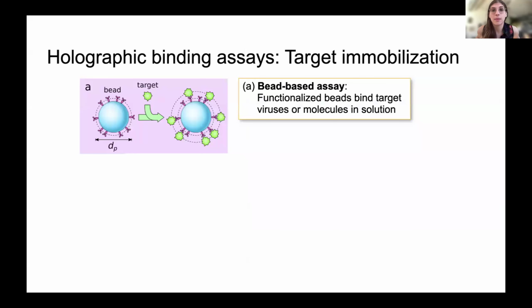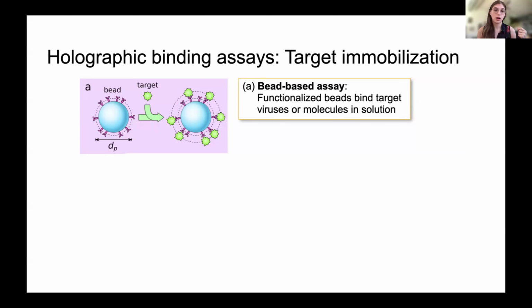So let's start with holographic binding assays. This is a common technique that is used to detect target molecules in a suspension. For example, if you had a sample that you wanted to tell if there were virus particles in there, then this would be a technique to do that. How it works is we take a probe bead and we functionalize that bead on the surface with proteins that are designed to specifically bind to our target molecules.